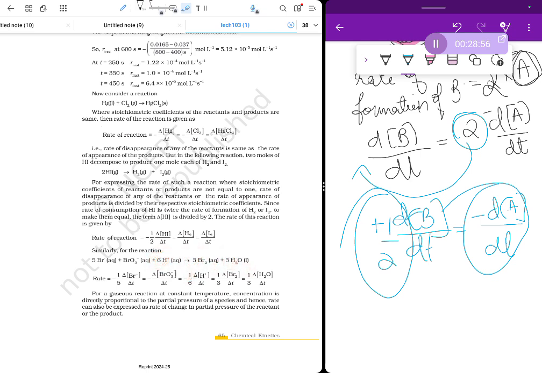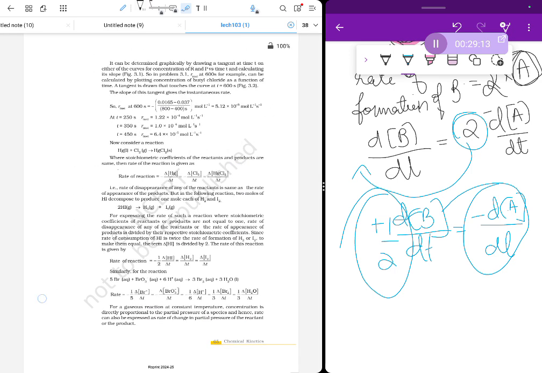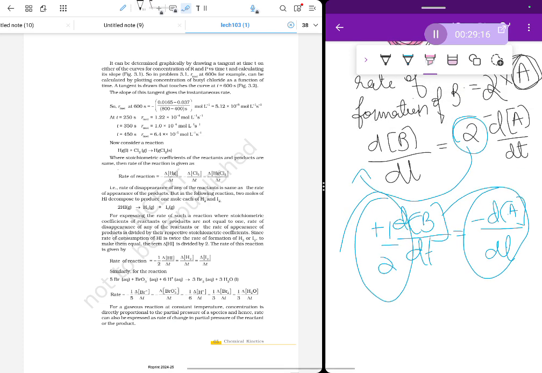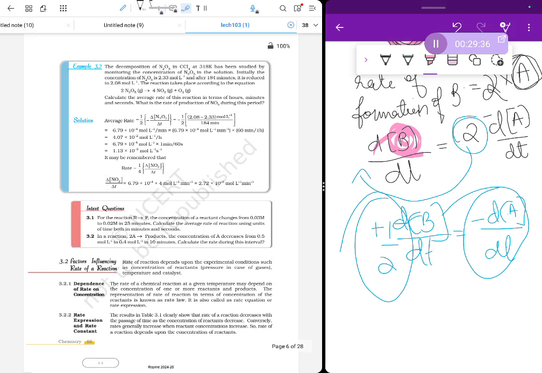For a gaseous reaction at constant temperature, concentration is directly proportional to the partial pressure of a species, and hence the rate can also be expressed as the rate of change in partial pressure of the reactant or the product. See, I told you rate can be expressed in any changing terms: concentration changing, pressure changing, pH changing, color changing. Rate can be expressed in any term. So for a gaseous reaction, the more observable thing is pressure changing, right? Because of that, for a gaseous reaction we will take the partial pressure of the reactant or product.